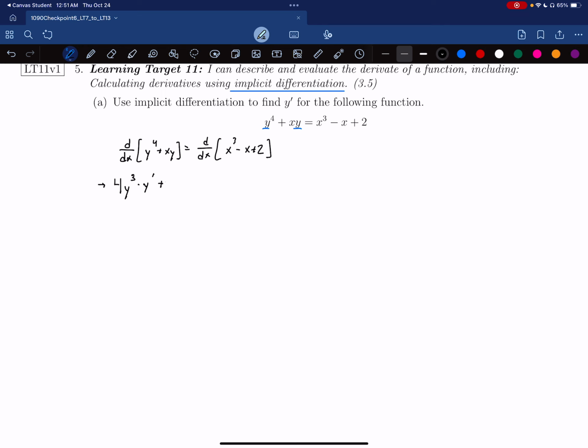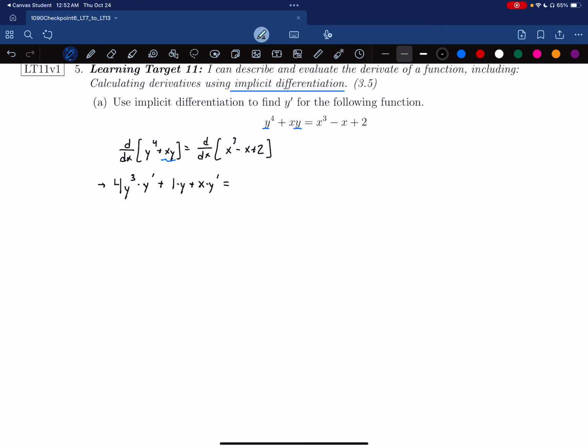But with this next term here, we'll have to do a product rule because we have an x multiplied by a y. So first I have the derivative of x, which is 1, times the second term, which is y, plus x, and the derivative of y is just y prime. I don't need to multiply by another y prime because we already have that y prime there.